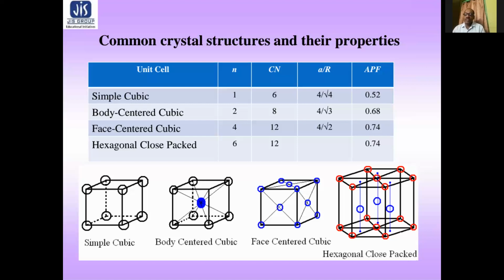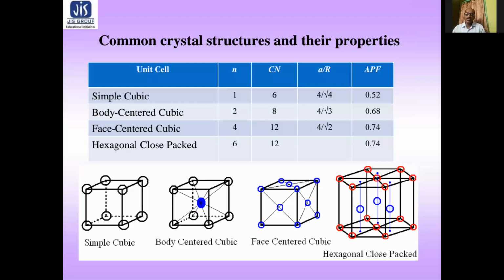In a face-centered cubic, there are 8 corner atoms, and on every face there is 1 atom shared by 2 adjacent unit cells. Accordingly, the average number of atoms is 4, the coordination number is 12, the relation between A and R is 4R by root 2, and the APF is calculated to be 0.74.